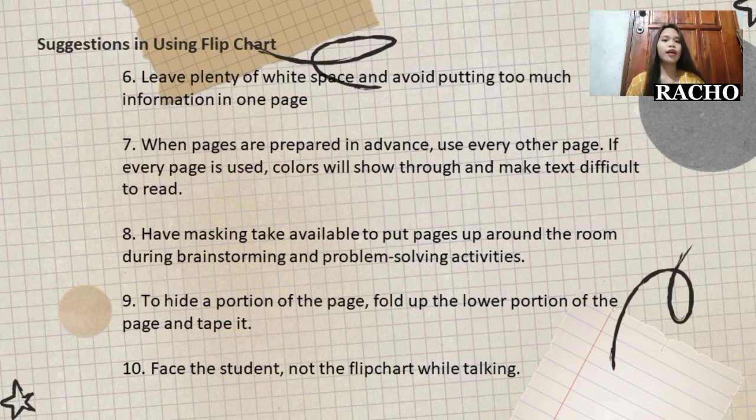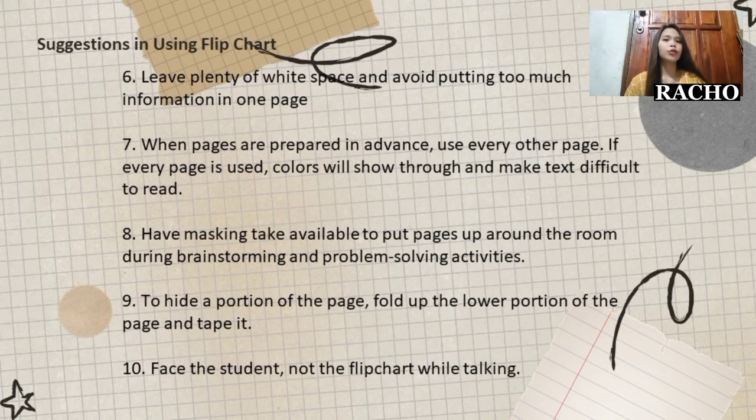Eighth, have masking tape available to put pages up around the room during brainstorming and problem-solving activities. It is very important to have your masking tape ready during some activities or brainstorming that you will give to the learners. You can use masking tape to stick the chart up on the walls. When you take the sheets off the wall, fold the tape over so that you do not tear the paper. Rather, stick the tape at the sheet, then over the corner, as this makes it easier to remove.